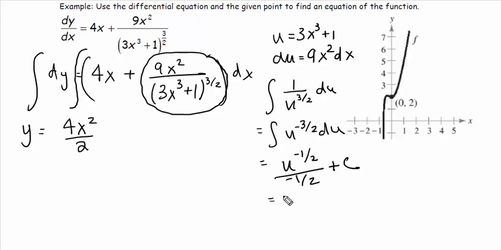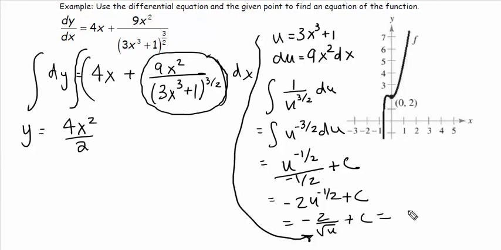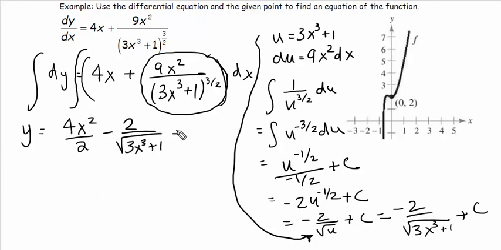If I multiply by the reciprocal, I have negative 2 u to the negative 1 half plus c, or negative 2 over the square root of u plus c. Then I replace the u, so negative 2 over the square root of 3x cubed plus 1 plus c. So this is minus 2 over the square root of 3x cubed plus 1 plus c.